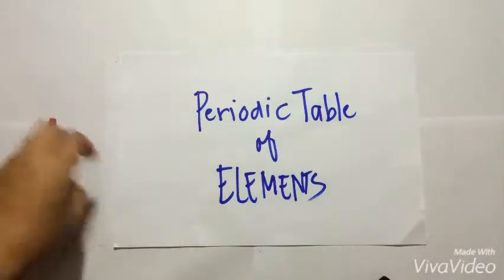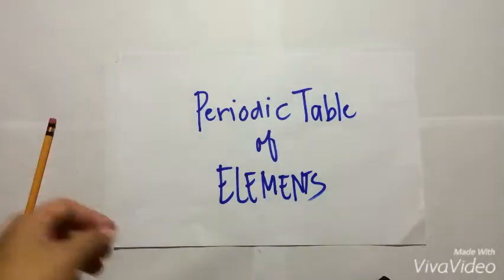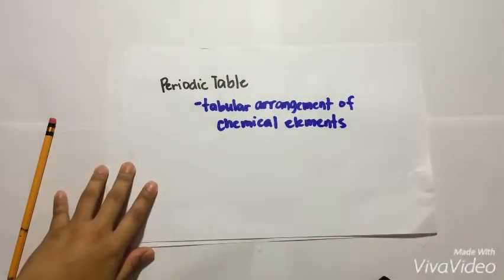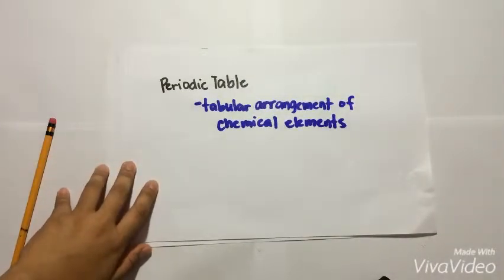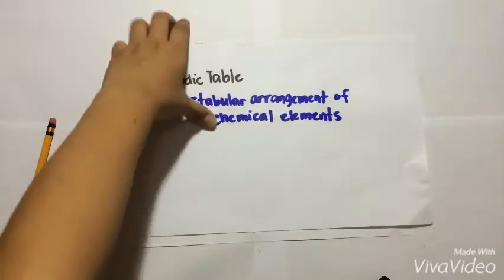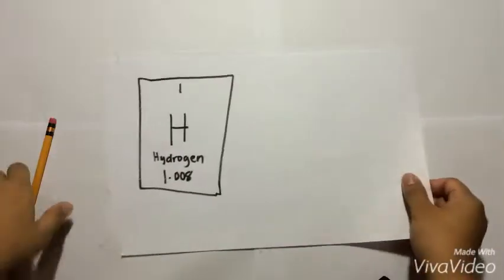We will be discussing everything about the periodic table of elements. The periodic table is a tabular arrangement of the chemical elements in which each element provides 4 important pieces of information. So what are those pieces of information?